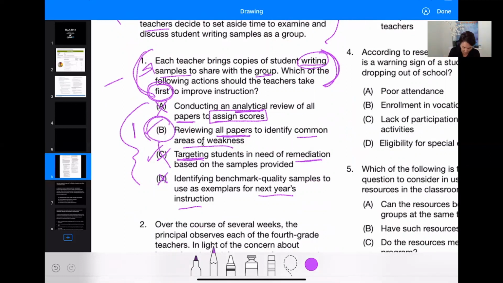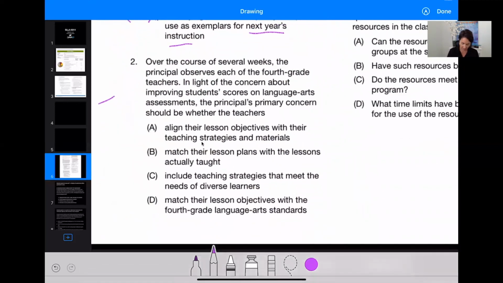Then, so this would be number 1, this would be number 2, okay? All right, let's go to number 2. Again, you're not gonna start here. No, I'm gonna go here. Let's take a look and see if we can identify any good words or phrases.